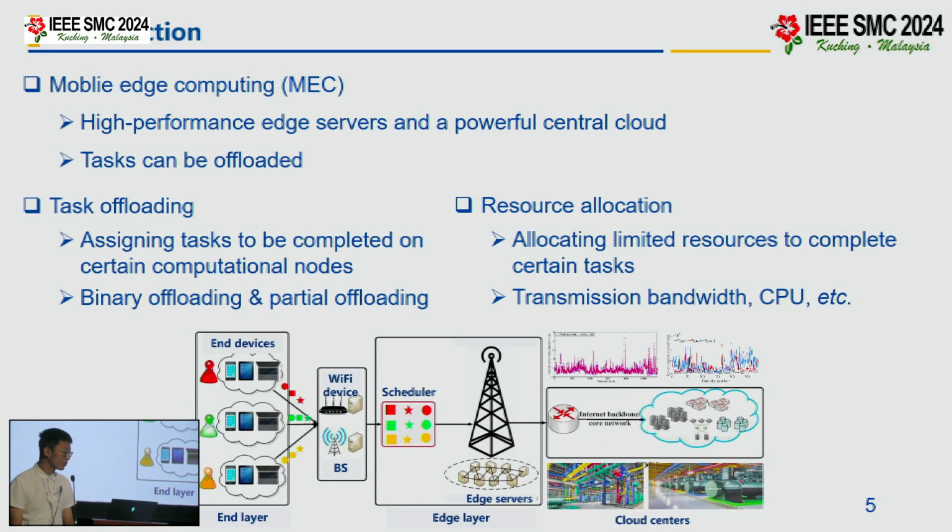Luckily, mobile edge computing is therefore proposed. It consists of high-performance edge servers and a powerful central cloud, where tasks can be offloaded to. In our problem, we care about 2 aspects. The first is task offloading, which refers to assigning tasks to be completed on certain computational nodes. The second aspect is resource allocation, which refers to allocating limited resources to complete a certain task.